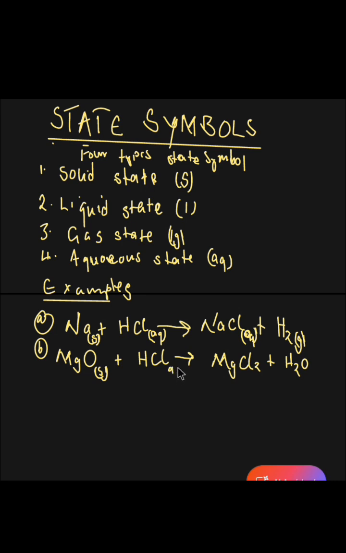Okay, so normally magnesium oxide is in solid state, hydrochloric acid is in aqueous state, magnesium chloride is in aqueous state. Then water we all know that it is in liquid state. So this is how we use state symbols.